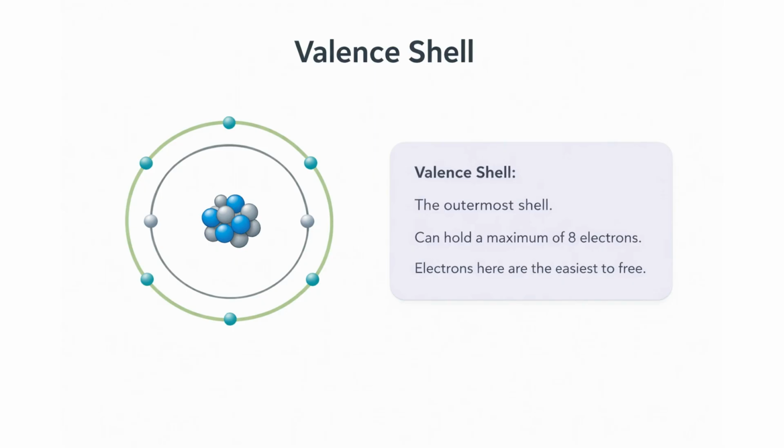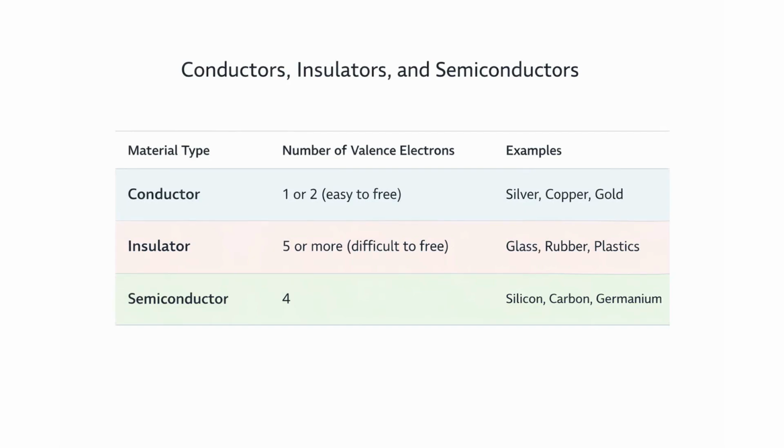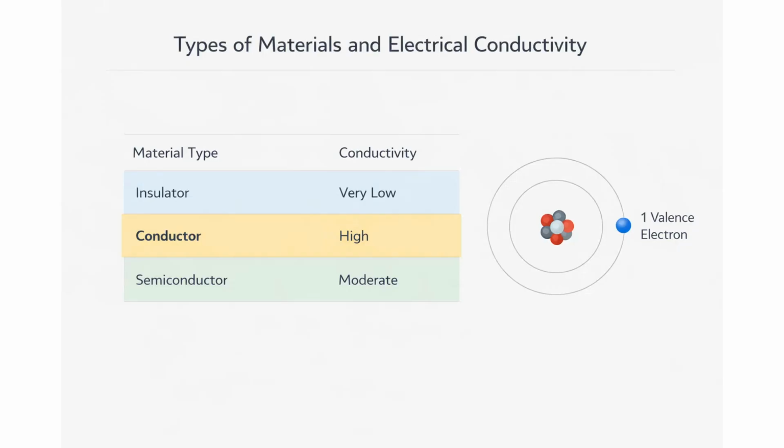The number of valence electrons an atom has determines how well it conducts electricity. We categorize materials into 3 main types based on this: conductors, insulators, and semiconductors. Let's look at how the number of outer electrons defines these categories. Conductors, like silver and copper, typically have only 1 or 2 valence electrons. Because any energy applied to the atom is concentrated on just 1 or 2 electrons, they are very easy to knock loose. This makes them excellent for carrying electrical current.